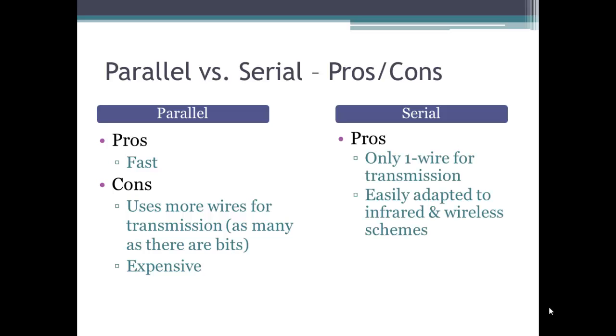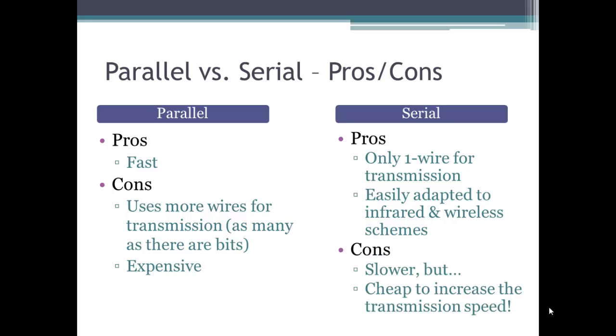Now, the obvious plus for serial communication is that only one wire is required for transmission. The nice thing about that is it reduces the number of I/O pins needed for a particular application. And it's also easily adapted to schemes that require only one wire or one medium for transmitting data, such as infrared or wireless. Of course, that comes at a cost. It's inherently slower than parallel transmission, but it's relatively easy to ramp up the transmission speed so that you can still have robust and quick communication.